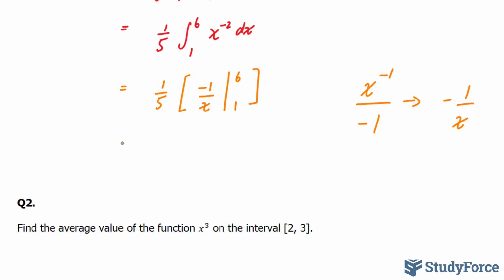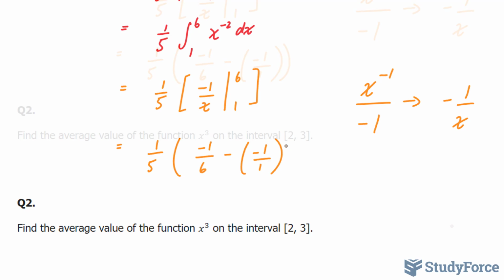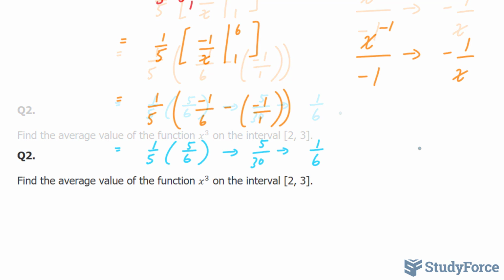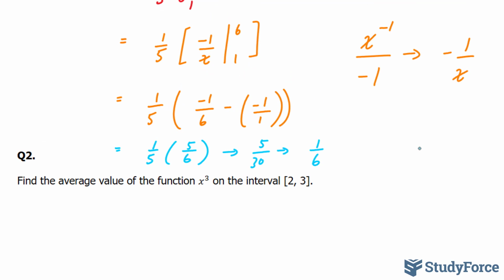So let's evaluate this part now. 1 over 5, negative 1 over 6, minus the same thing, negative 1 over 1. And to simplify this, we end up with 1 over 5 times 5 over 6. Multiplying this out, we end up with 5 over 30, which is equivalent to 1 over 6. Therefore, 1 over 6 represents the average of this function.